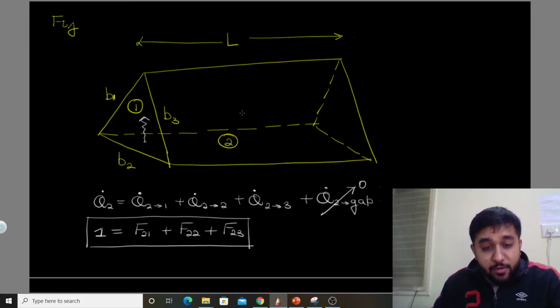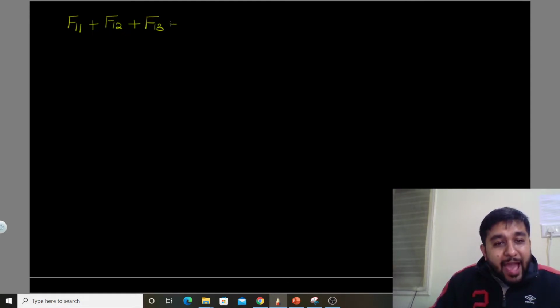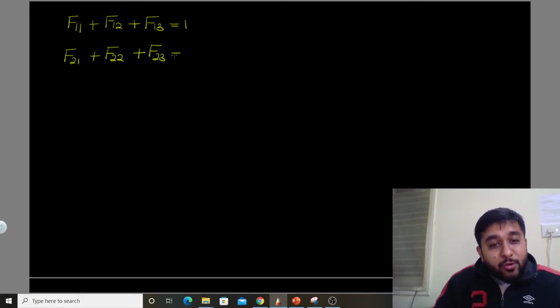So in a similar way, we will write down the equation for all surfaces. Energy coming from 1 will fall on itself, or it will fall on 2, or it will fall on 3, and the energy going out of the gap we are neglecting. Similarly, energy coming out of 2 will fall on 1, or it will fall on itself, or it will fall on 3, and going out of the gap can be neglected. And similarly, we can write down the equation F31 plus F32 plus F33 equal to 1, right?